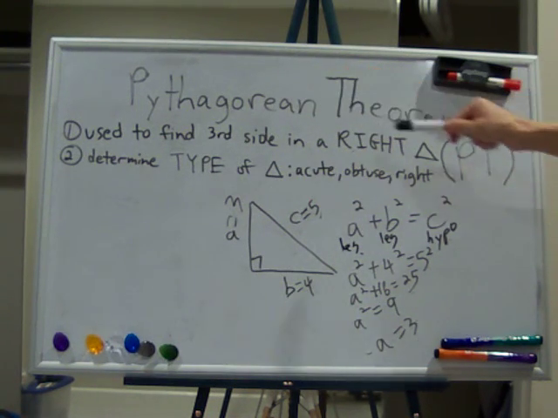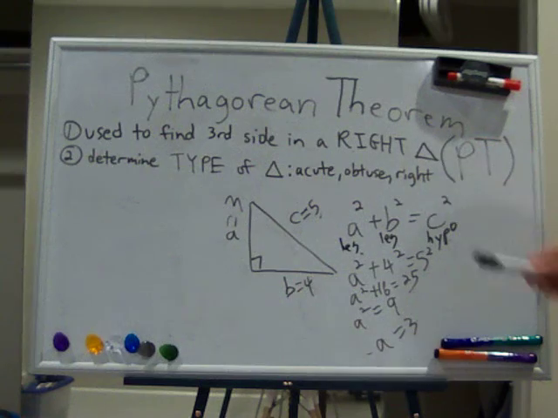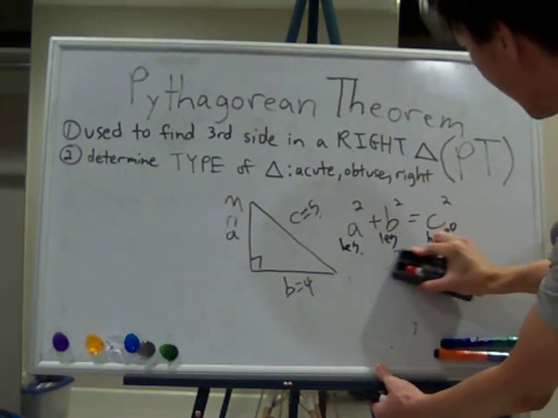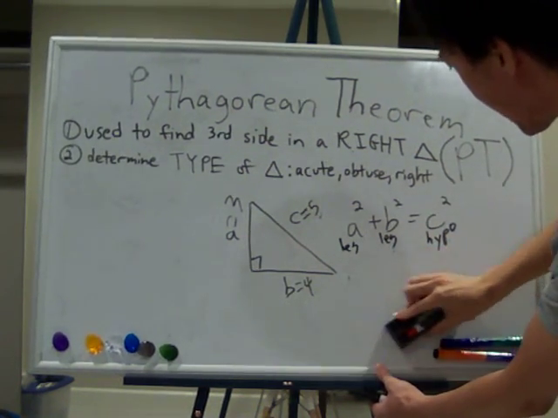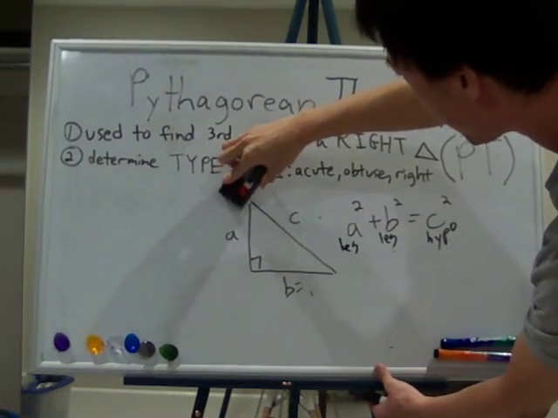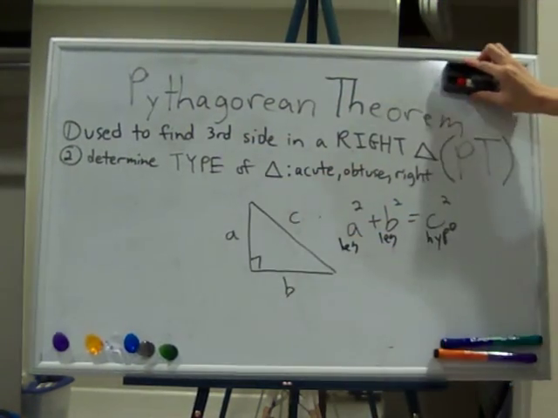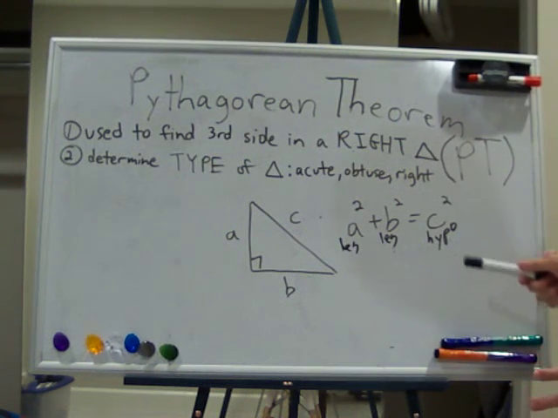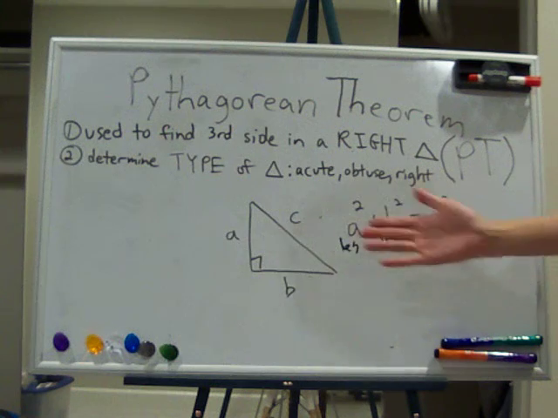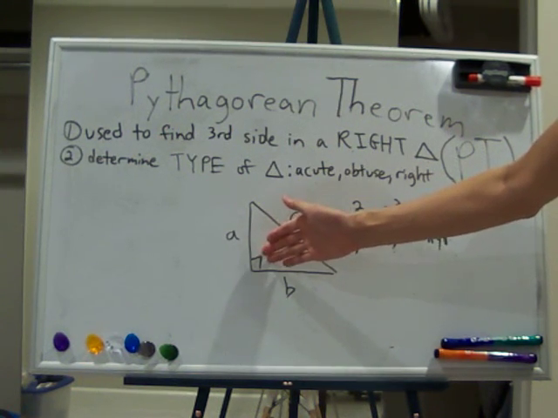But remember, you can only use number one if it's a right triangle. Okay, so what about number two? So hopefully you understand what acute and obtuse mean, and right, of course, is 90 degrees, right? But acute means less than 90, and obtuse means more than 90, right? So you can use this equation to test what kind of triangle you have, not necessarily knowing if it's a right triangle or not, right?